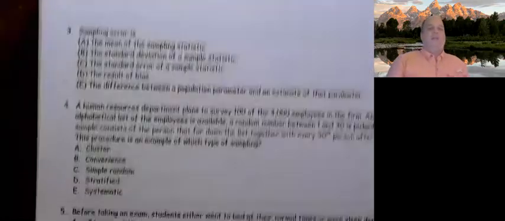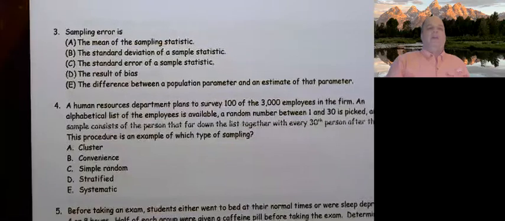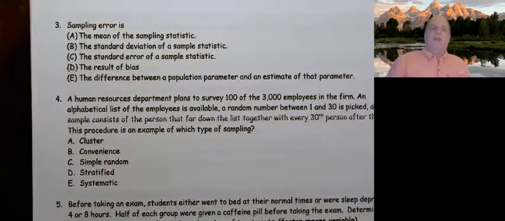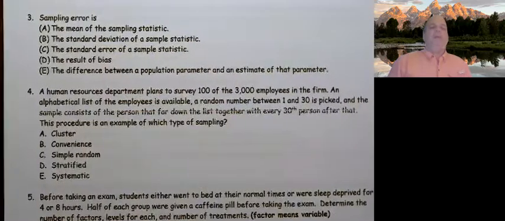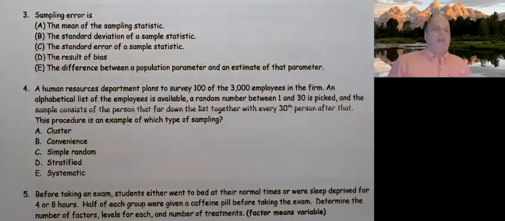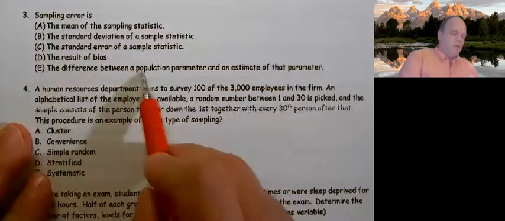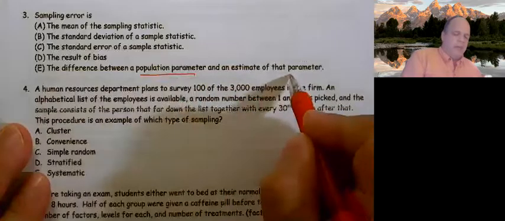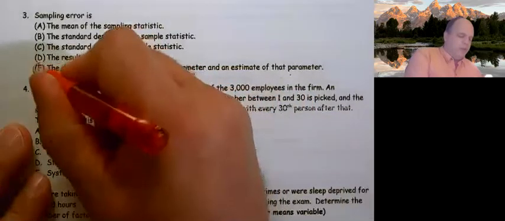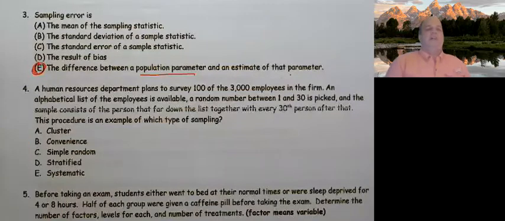All right, next page, number 3. Sampling error is basically because we're using a sample statistic to represent the population. We're using a sample statistic as an estimate for our population. And because we didn't sample the whole population, we're likely to have error, and that is sampling error. The difference between a population parameter and the estimate of that parameter, which is the sample statistic. This would be letter E.